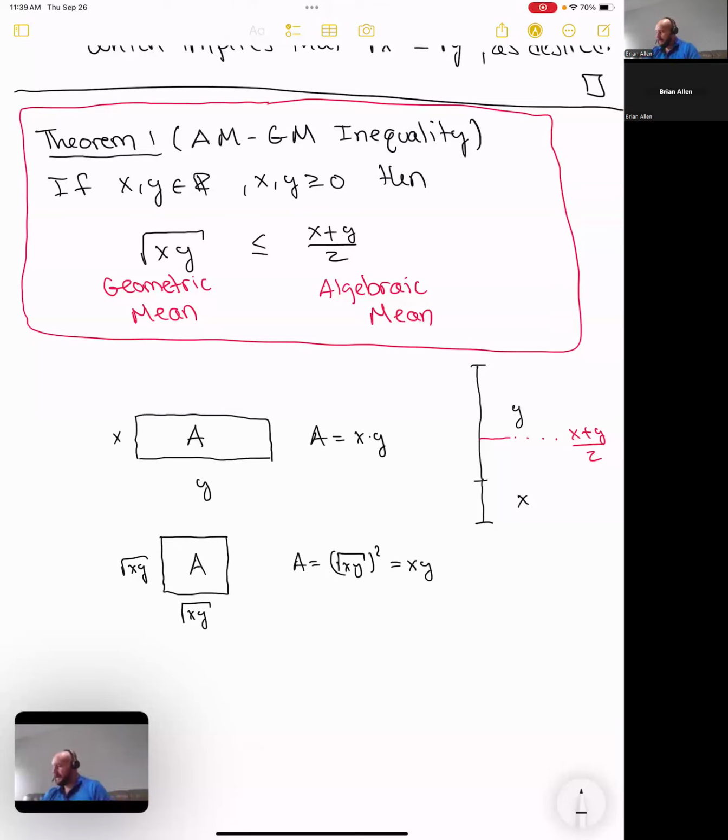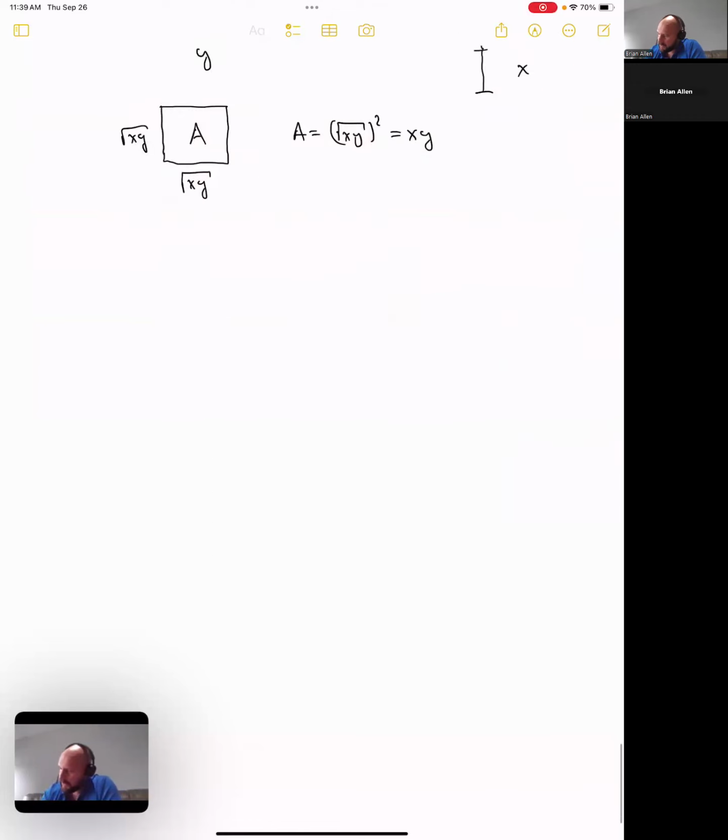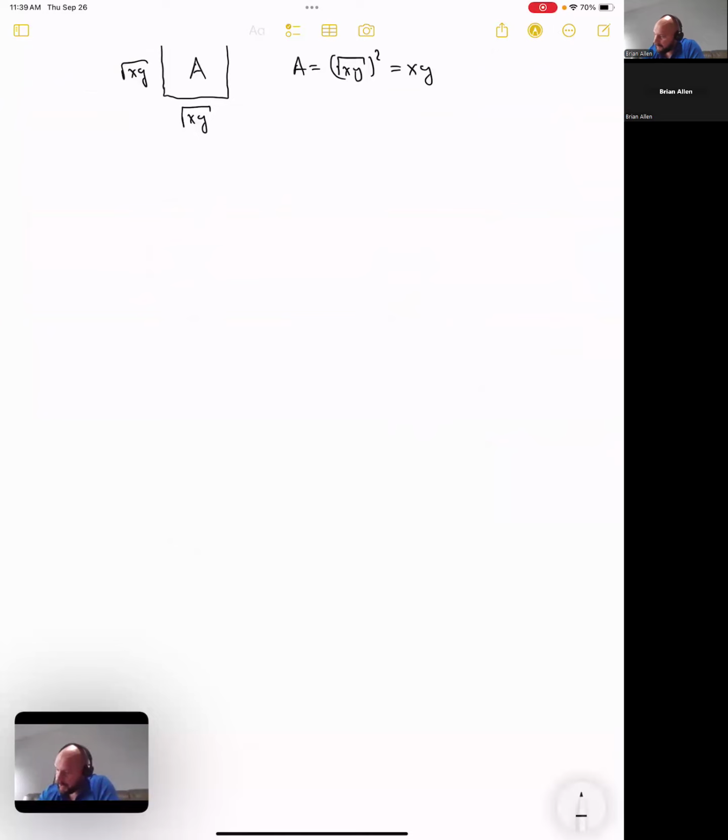All right, well, let's also play with some examples, since presumably this is a new inequality for you, and so there's no reason why you should just believe it. So let's see what happens if we play around a little bit.